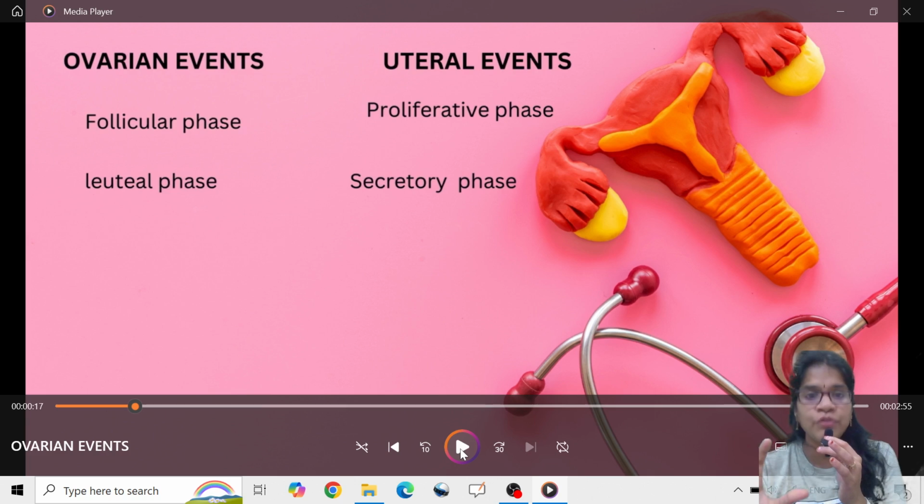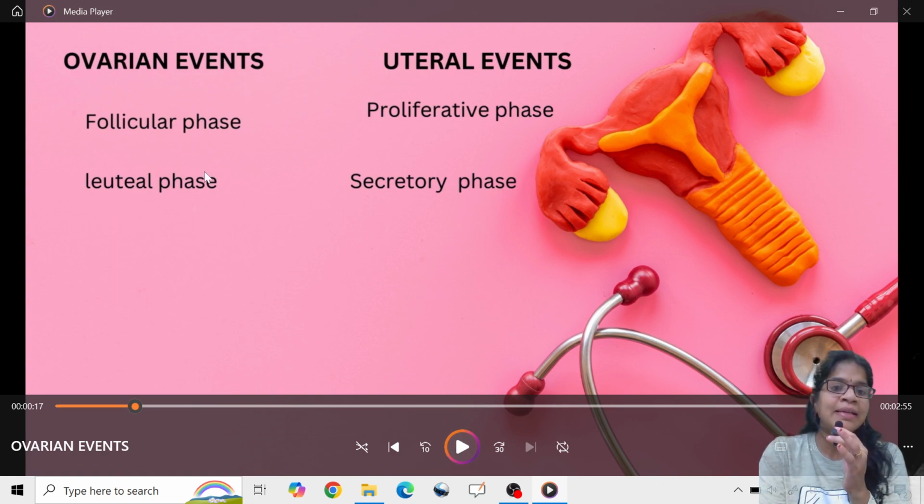So don't get confused: the proliferative phase is a phase of further proliferation in preparation for the egg meeting the sperm. The follicular phase leads into the proliferative phase. So the estrogen released in the follicular phase is helpful in the proliferative phase of your uterus. In the same way, what happens in the luteal phase? Luteum, the name itself, corpus luteum, right? This corpus luteum will release a hormone called progesterone. In the absence of fertilization, this progesterone leads to the secretory phase of your uterus. This part I will discuss in the second half.